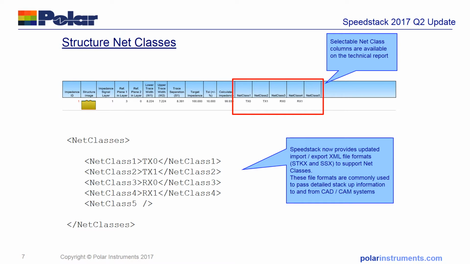Not only is the structure stored in the stackup with the net class associated, those are carried through here into the technical report, and they're also exported in the STKX and SSX formats when XML stackups are exported from Speedstack. This makes it much more straightforward for you to export the net class information to a CAD system and to make the link between the CAD system and Speedstack much tighter.